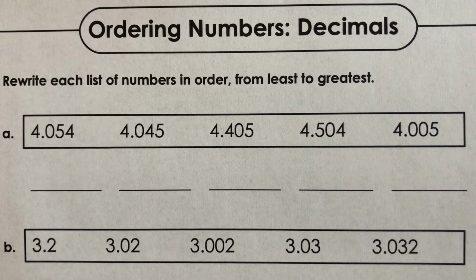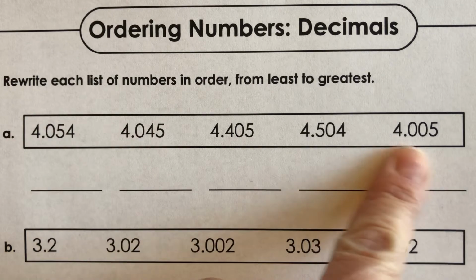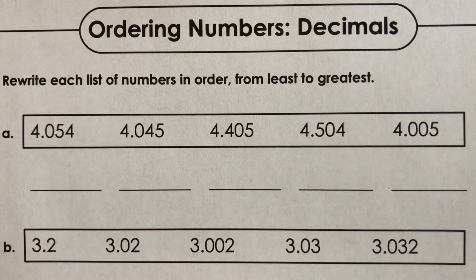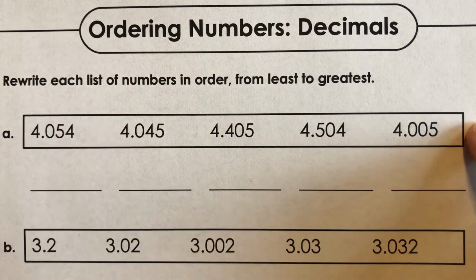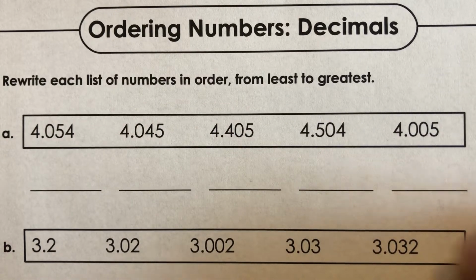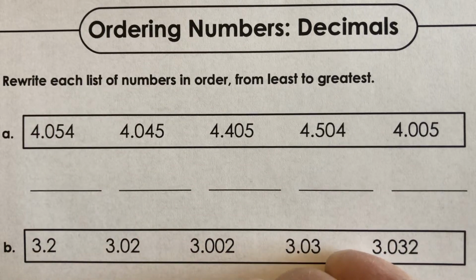I have this sheet right here attached, ordering numbers, decimals, that's what we've been working on. We have done a lot of comparisons with decimals, but I'd like you to be able to be given a list of values and put them in order from least to greatest. So not just comparing two, but actually being able to take multiple values and put them in order from the lowest value to the highest value.